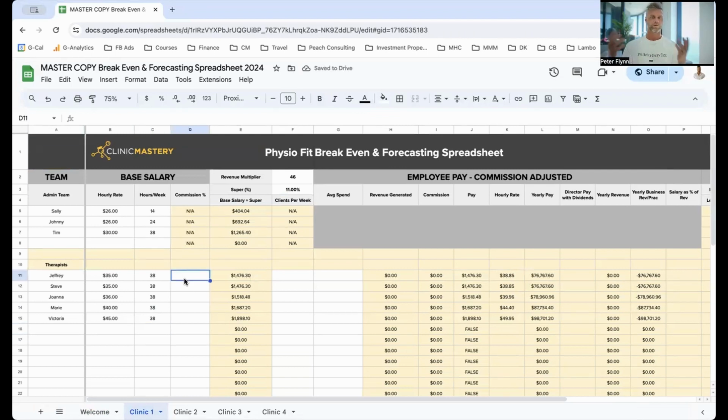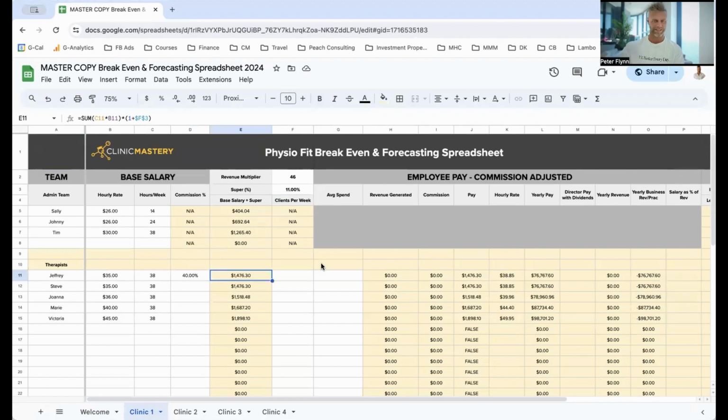Beautiful. Now, commission or reward percentage. Some people may not have a commission or a reward or a bonus scheme in their clinic. Amazing. Just leave this as nothing. Don't put anything in here. If you do pay a commission percentage, you may say, oh, we pay 40%. And in this example, it's 40% or their base salary, whatever's higher.